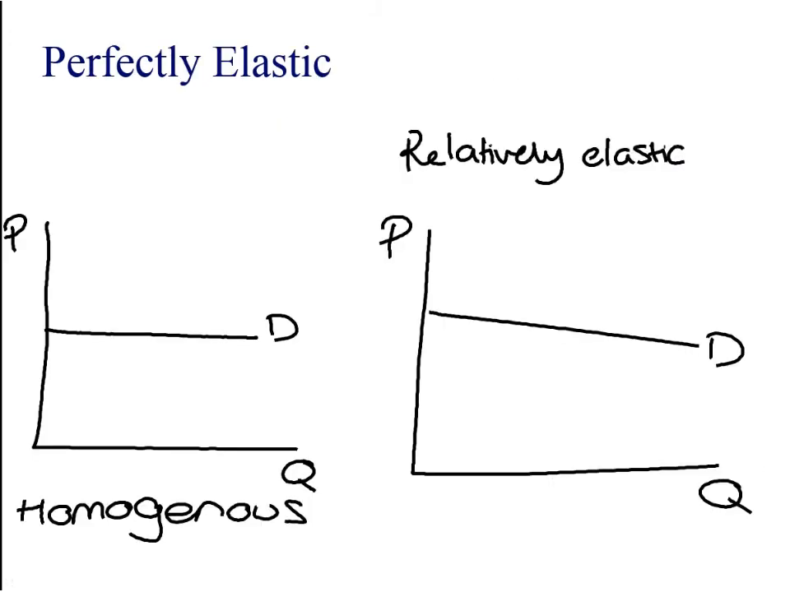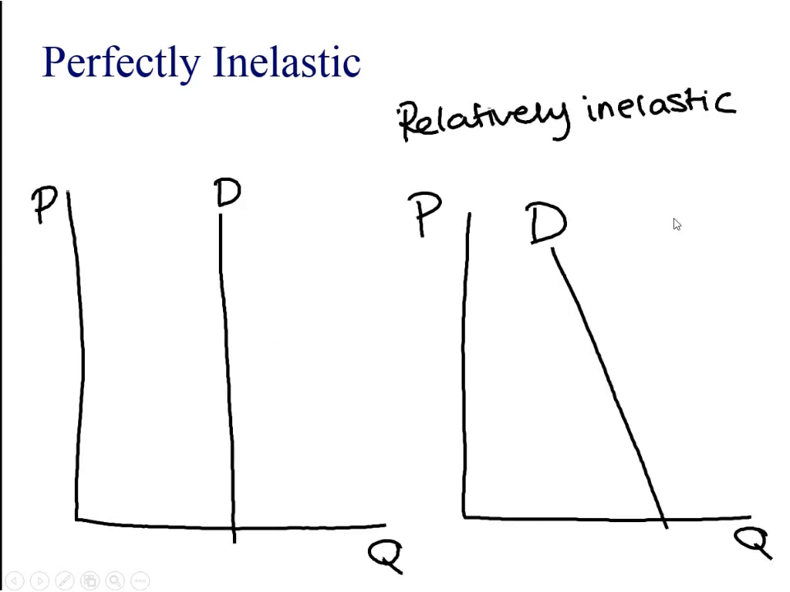Okay, so just a few diagrams for you here. So perfectly elastic looks like this. Homogeneous products would have demand that's perfectly elastic, whereas this is relatively elastic. And I always get my students to remember this because it looks like an E. If you imagine there's an extra line here, it looks like a capital E, so elastic. And then this should actually be vertical. I'm not great at drawing straight lines, but that's perfectly inelastic. And here is the relatively inelastic. So if you put a little line there, it looks like an I. So that's how you can remember it. Oh, sorry, that's not perfectly inelastic, it's relatively inelastic.